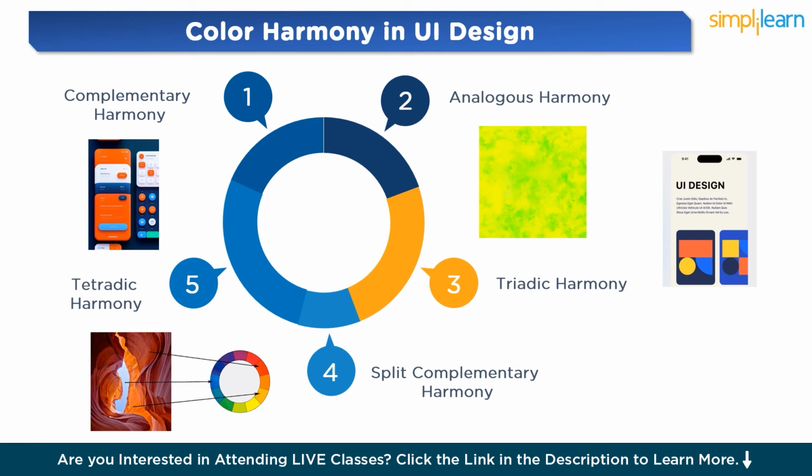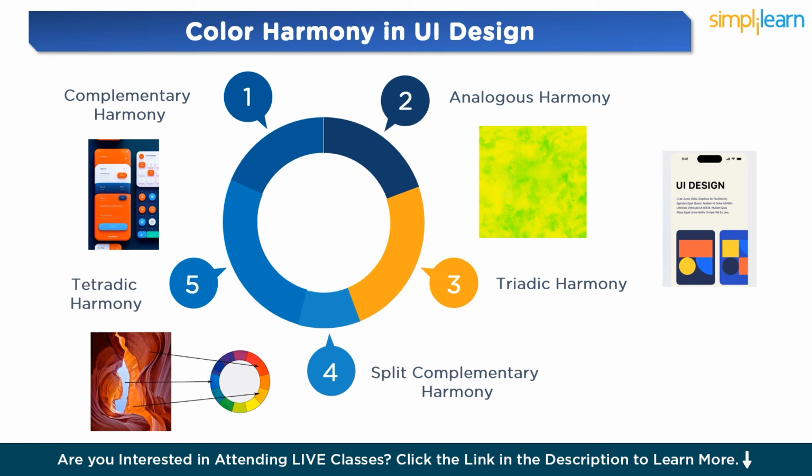2. Analogous harmony. Analogous colors are adjacent to each other on the color wheel and share similar hues. Example, a UI featuring shades of green and yellow. These colors create a harmonious and cohesive appearance, making the interface feel unified.